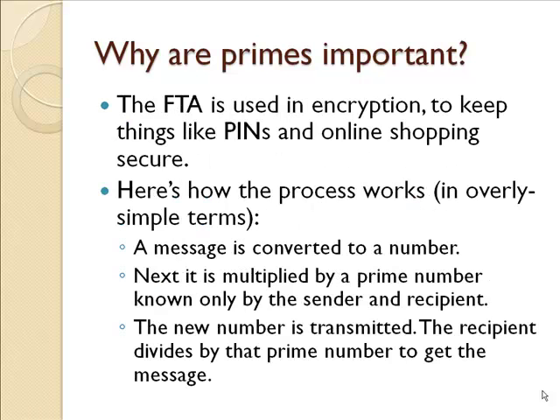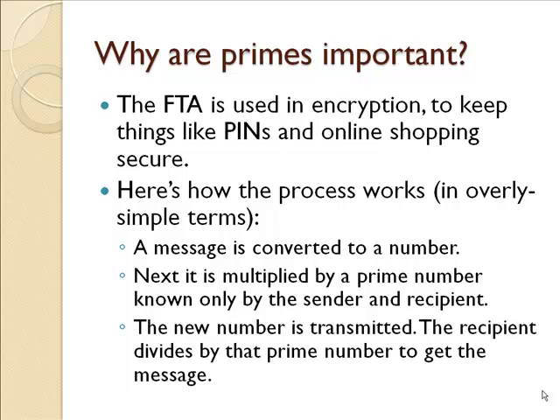The fundamental theorem of arithmetic is used in encryption to keep things like personal identification numbers and online shopping secure. An overly simplified version of the process says that an electronic message is converted into a number so that computers can talk about it over electronic transmission. To keep that secret, it's multiplied by some prime number or key that's known only by the sender and the recipient. The new number, the encoded version, is transmitted. The recipient divides by that prime number, the key, to get the message.